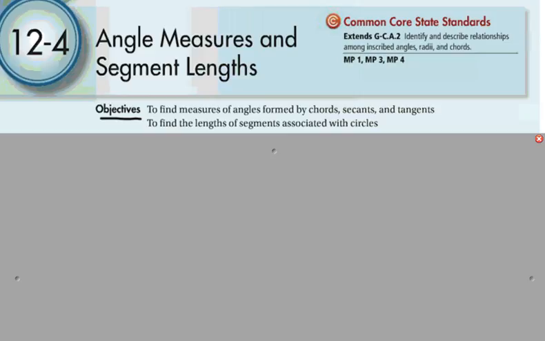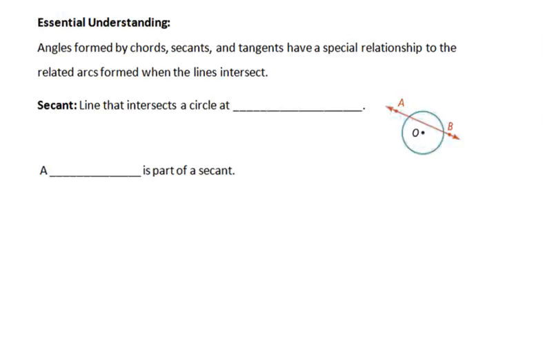All right, so we'll have a number of theorems again in this section. But to get us started off, angles formed by chords, secants, and tangents have a special relationship to the related arcs formed when the lines intersect. So first term is a secant. What is a secant? That's a new one for us. A secant is a line that intersects the circle at 2 points.